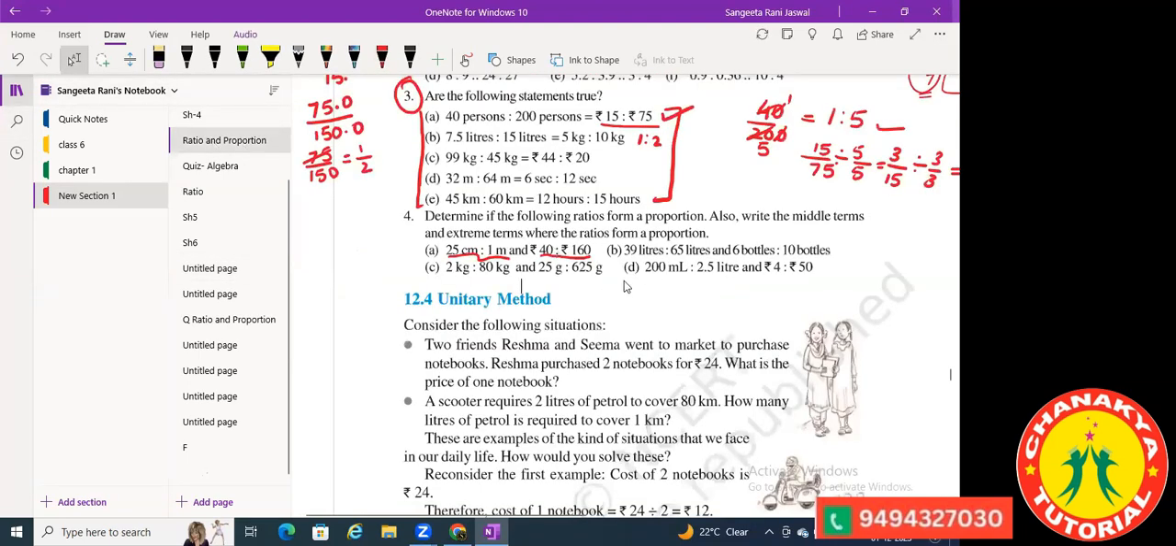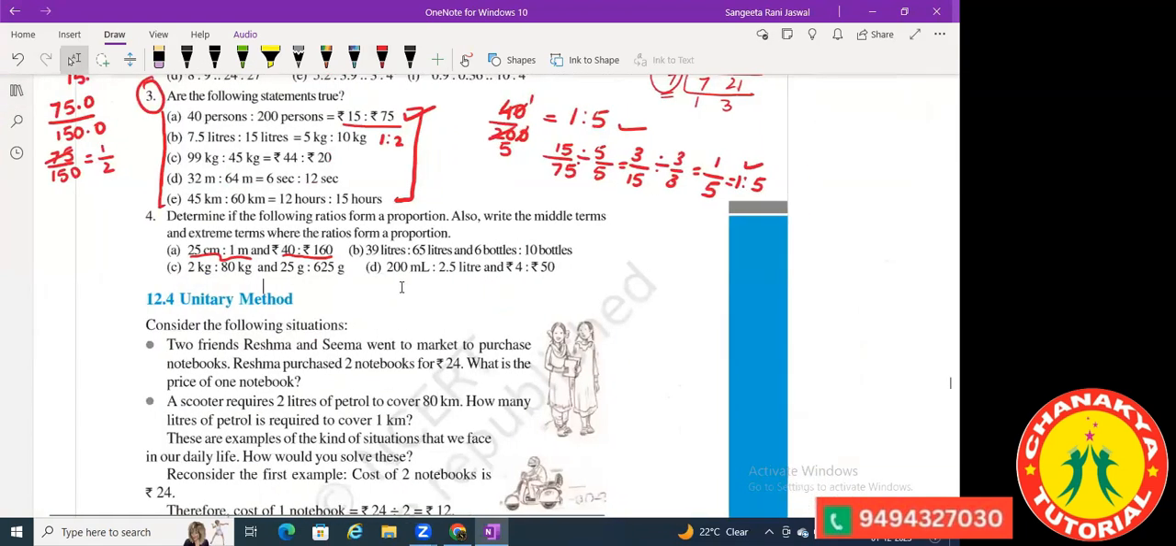Now you will show me this question. We'll do one more question, this D part. D question: 200 milliliter is to 2.5 liter and rupees 4 is to rupees 50. Do this question. Note down the question.